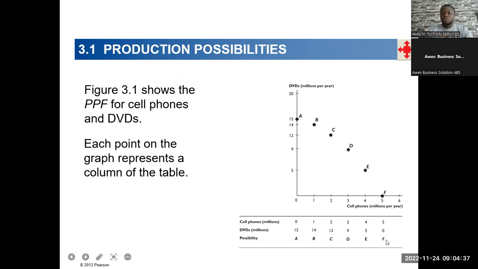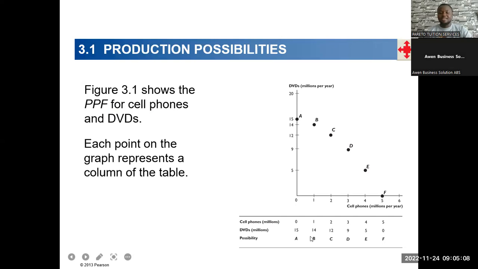Now, if you come to combination F, here we don't produce DVDs. We only produce cell phones, and that will be 5 million per year. So these are the polar cases, the extreme cases. But in between, we can produce combinations of the two rather than producing only DVDs or only cell phones. Those are the in-between possibilities from B to E.